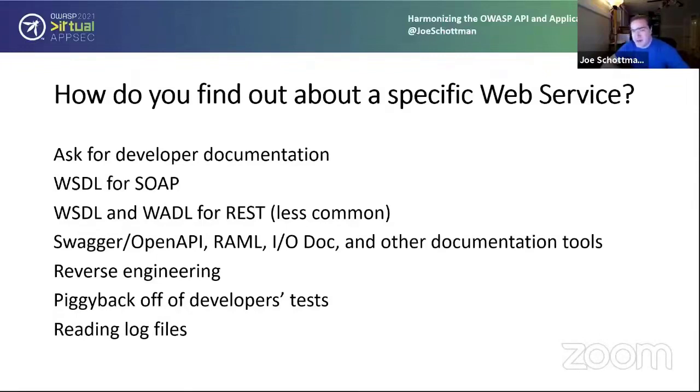So one of the top things to do is to ask for the developer documentation. That will give you a lot of insight about all the functions, the different paths, the different variables that are used. There's things like WSDL for SOAP, which is a definition file for all of the functionality. There's also WSDL can be used for REST and WADL. I don't see those terribly often. What's more common for REST that I've seen is Swagger/Open API. There's other formats like RAML, IODoc, and others of those.